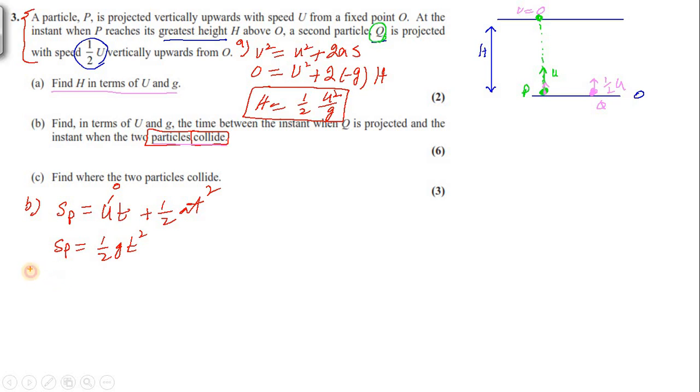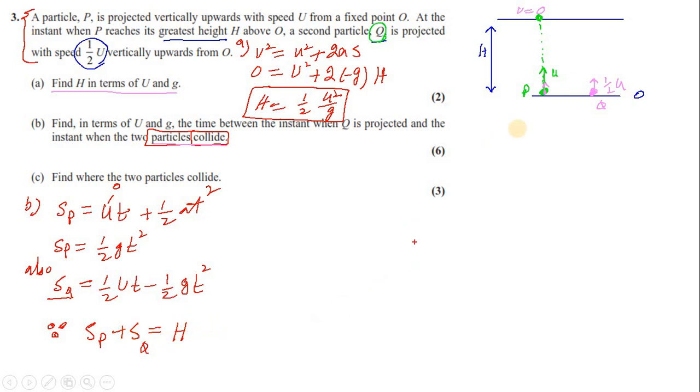For particle Q you can apply the same rule. So sq, the distance traveled by particle Q, is equal to uq. The same equation, but the initial velocity will be half of u, into t, and because particle Q is going up, the acceleration will be minus g. So minus half of g t squared. And the concept is that no matter where they collide, the distance traveled by particle P and the distance traveled by particle Q added together, sp plus sq, should be the total height.